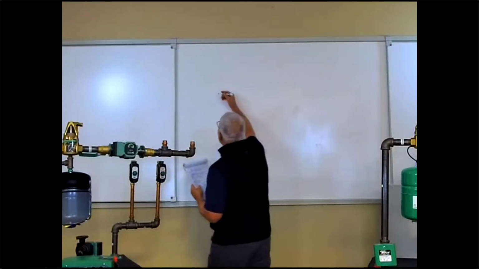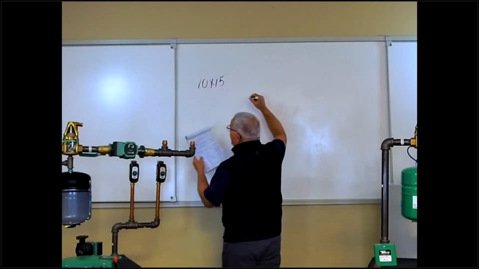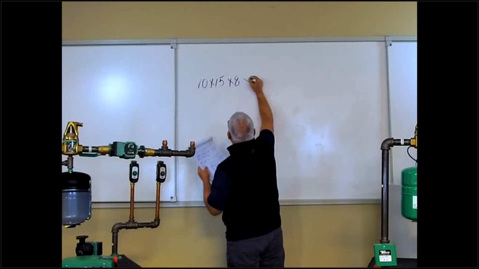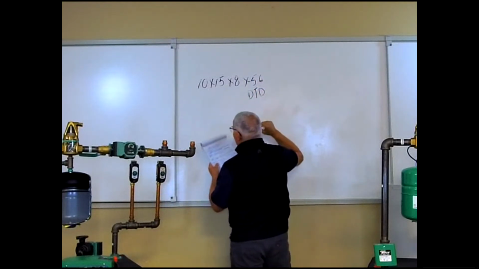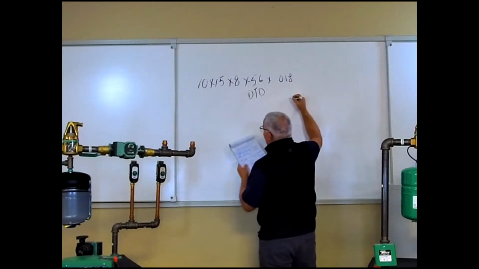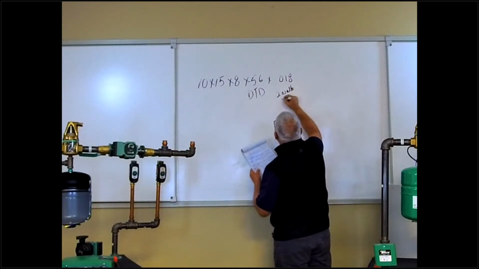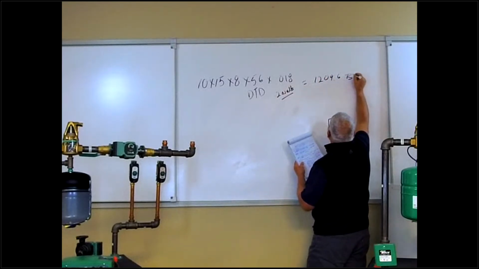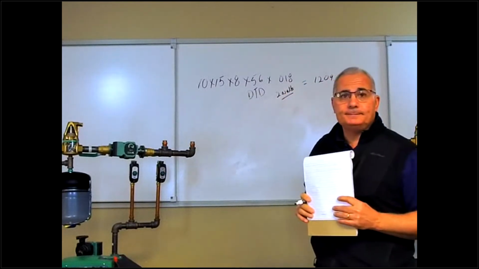All right. So for infiltration, we were doing a 10 by 15 room. Hopefully you guys can see that. So 10 by 15, 8 is the ceiling height. 56 is that design temperature difference times 0.018. That was the exposures for 2 walls. That gives me 1209.6 BTU. All right, hopefully everybody can see that clearly.